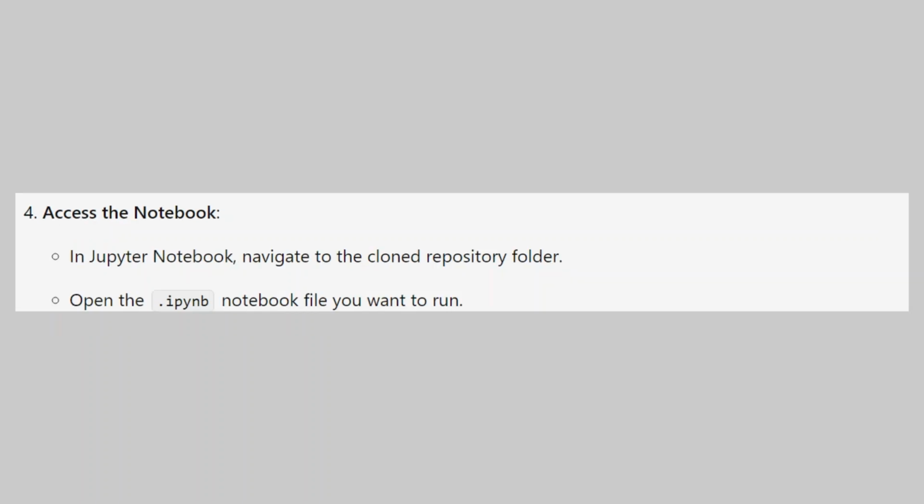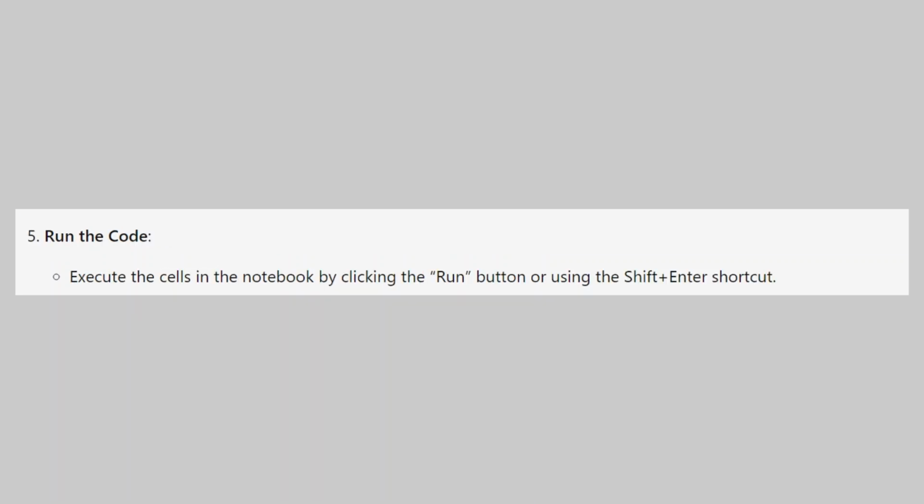In Jupyter Notebook, navigate to the cloned repository folder. Open this one, the notebook file that you want to run. Execute the cells in the notebook by clicking the Run button or using the Shift-Enter shortcut. So that is how to run GitHub code in Jupyter Notebook.